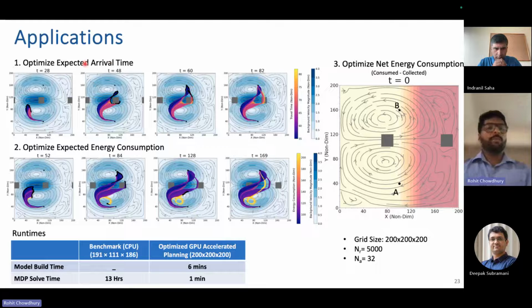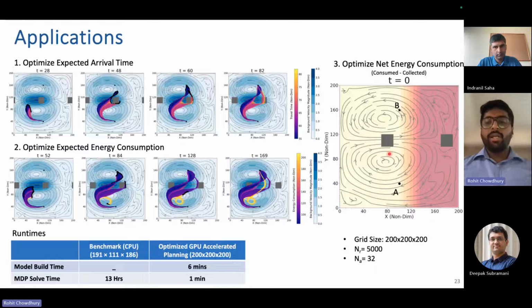In scenario one, I'm optimizing the expected arrival time of the agent. So what we see over here is the evolution of a distribution of trajectories across time. And we see when we were trying to optimize time, the agent quickly moved towards the target while avoiding the obstacles across all realizations. On the other hand, when we are trying to optimize the expected energy consumption, we see that the paths taken by the agents are now more curvy in the sense that they try to utilize the flow of the environment and then reach the target. So they do end up taking more time, but the energy consumed is much less in this case.